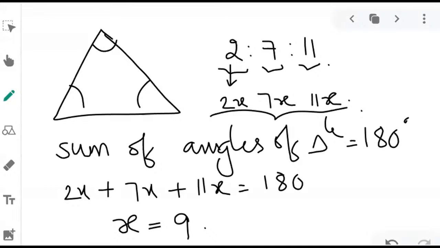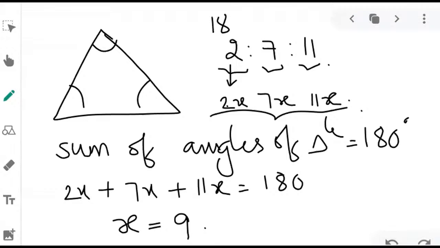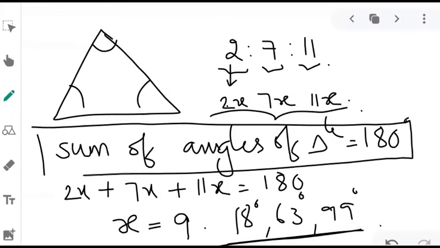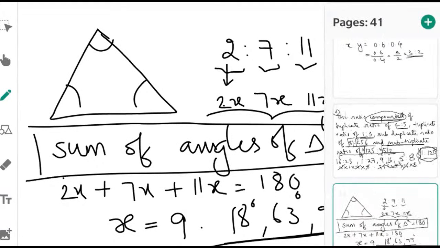So what are the three angles here? 2 into 9, that is 18 degrees, 63 degrees, and 99 degrees. So this is the key aspect to know of this problem, that the sum of the angles of a triangle is 180. Right? So what about the next one?